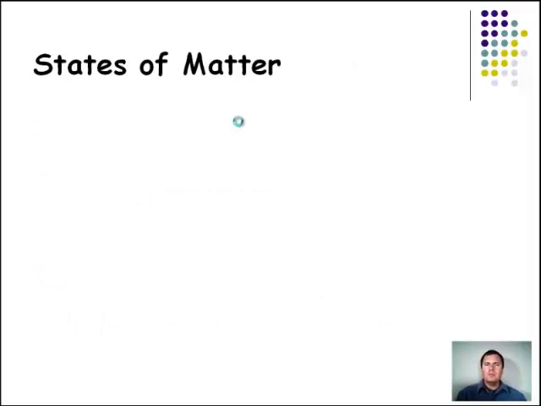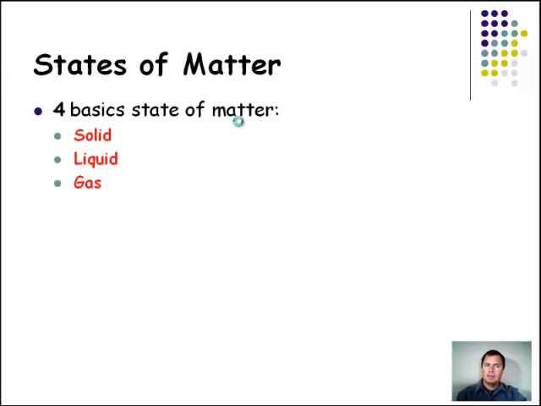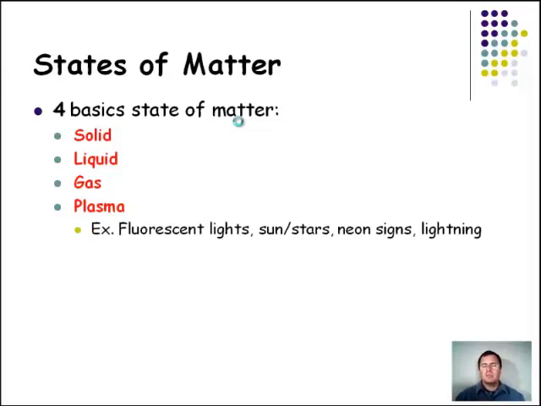Now, when we talk about matter, we can talk about the state of matter. There are four basic states of matter. You're probably familiar with these, but let's review them. The first three are real simple: solid, liquid, and gas. Think about water. We have ice cubes, we have liquid water, and then we have steam. The fourth state is plasma. We can find plasma in fluorescent lights above you, in suns, stars, neon signs, and lightning. It's a very high energy state. We don't spend a lot of time talking about it here in chemistry, but it is a state of matter.